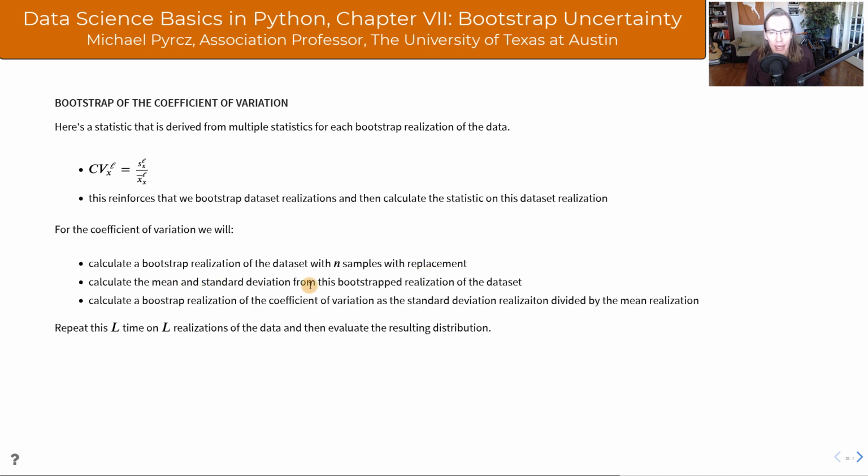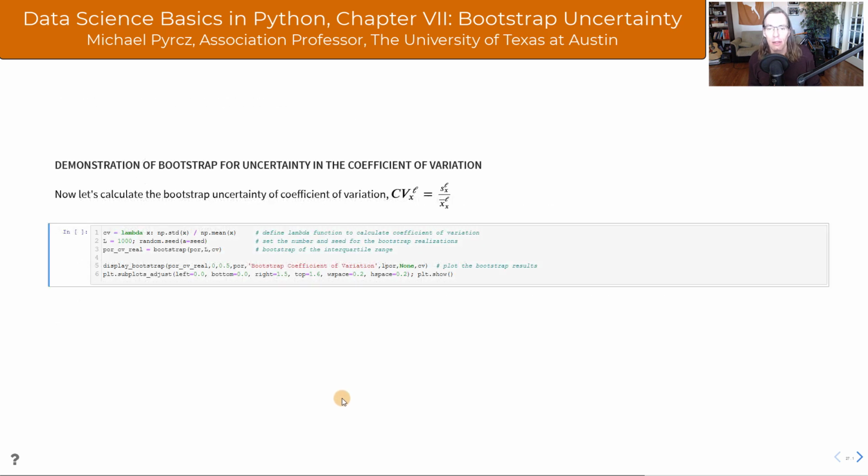We'll calculate the mean and standard deviation of the bootstrap realization. We'll calculate the coefficient of variation from those. That will become the realization of the coefficient of variation for that one realization of the data set. Now we repeat this L times on L realizations of the data, and we can then evaluate the distribution that results. So let's go ahead and do that.